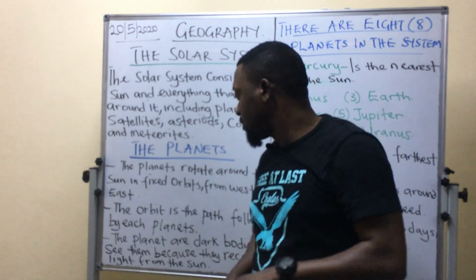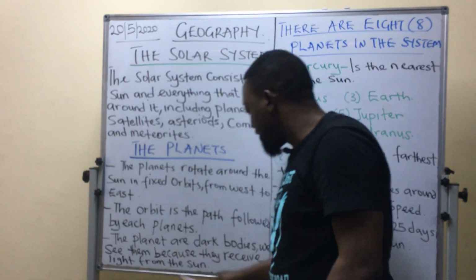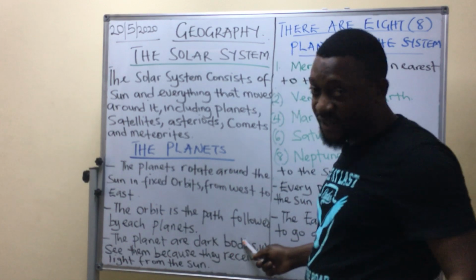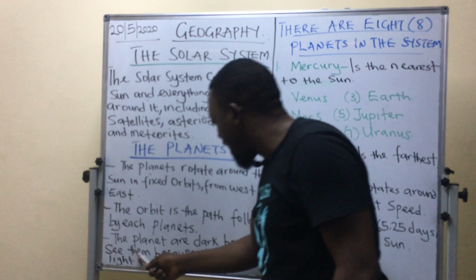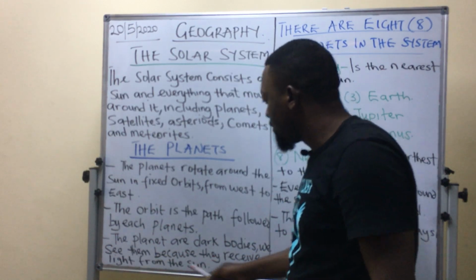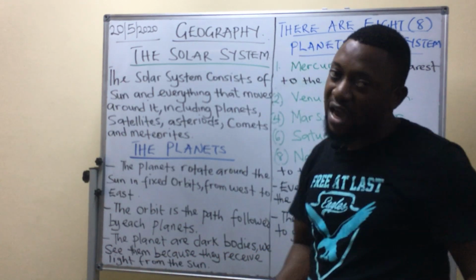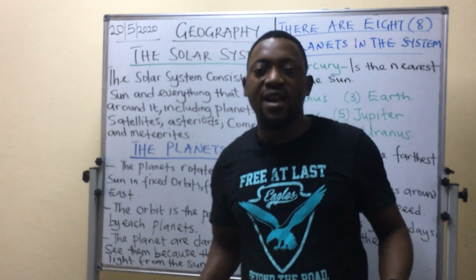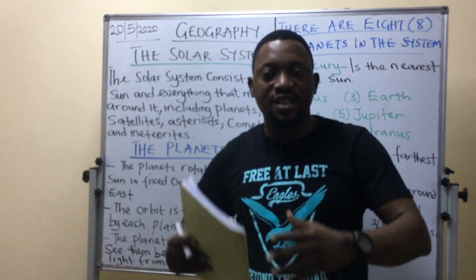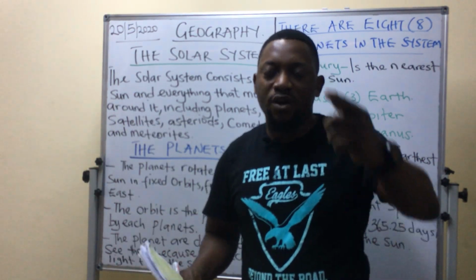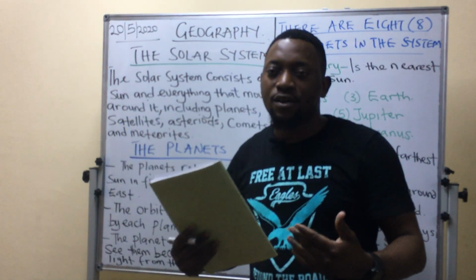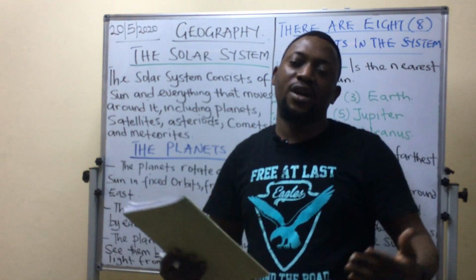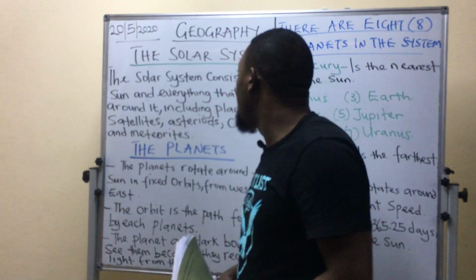The planets are dark bodies. We see them because they receive light from the sun. I made mention of that before. When they rotate around the sun, they receive light from the sun. That is why we are able to see them.